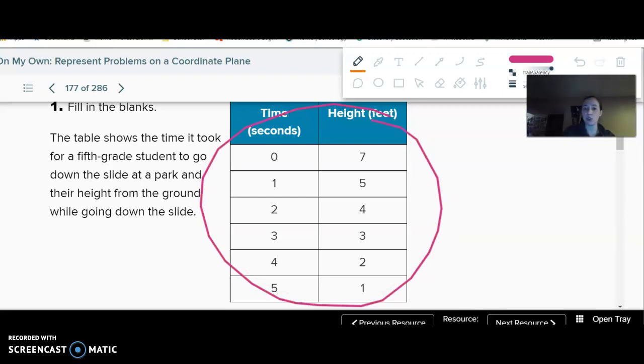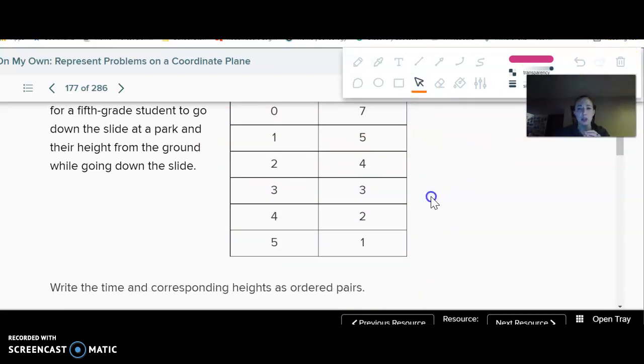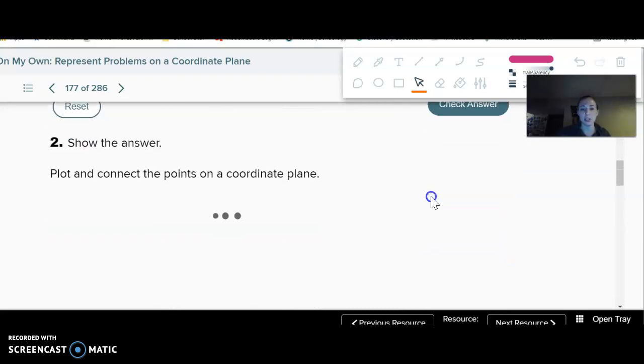All right, hopefully you chose right. We have 0, 7, just the time and then the height. 1, 5, 2, 4, 3, 3, 4, 2, and 5, 1. This is kind of nice because it switches the numbers. You have the reverses of each other. But hopefully you chose that. If you still don't get how those points match, ask, please.